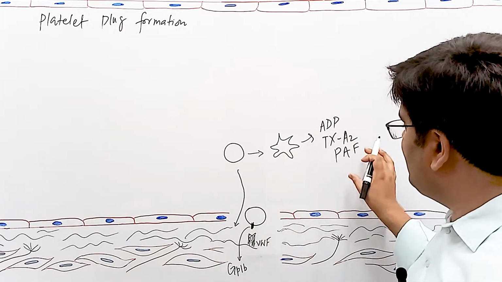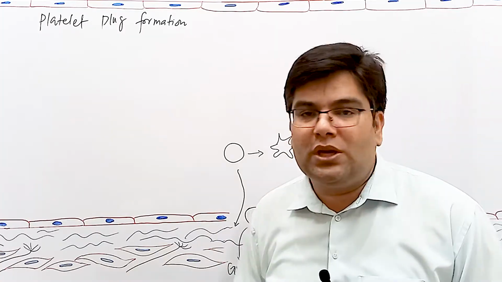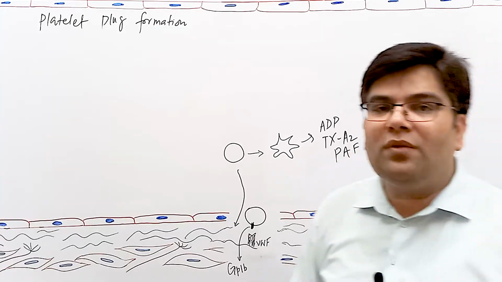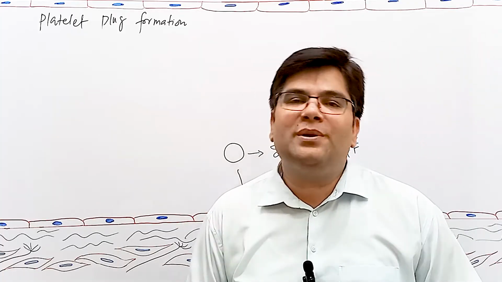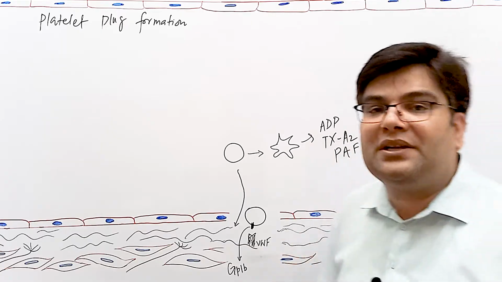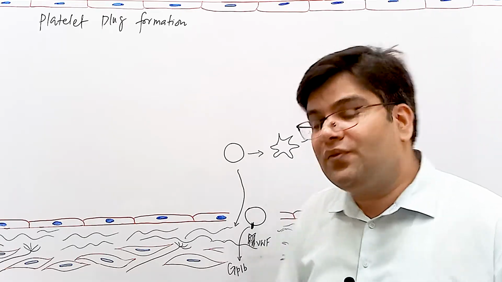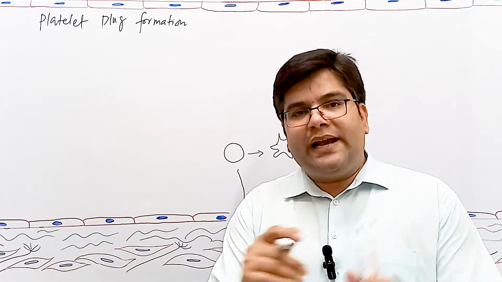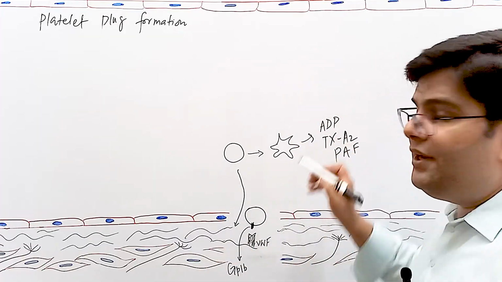And these chemicals are released from inside the granules. Actually, thromboxane A2 is made from the arachidonic acid from the phospholipids of the cell membrane. But ADP and also von Willebrand factor and platelet activating factor are released from the granules inside the platelets. So what is the action of this ADP or adenosine diphosphate?